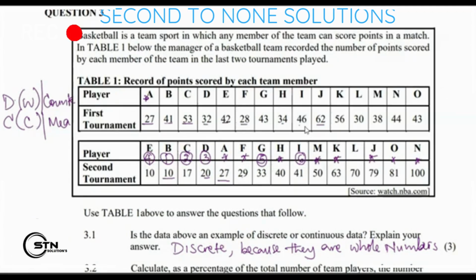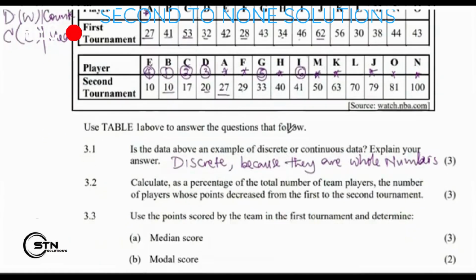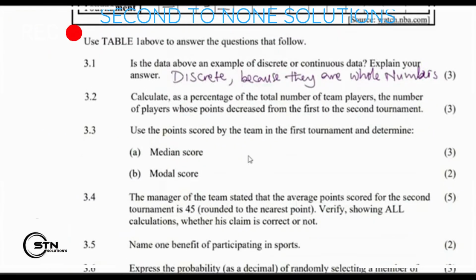So out of all these players, how many decreased? We have 6 of them. So if you want to present it as a fraction, we shall say 6 out of the 15 times 100. Why am I multiplying by 100? Because they're saying calculate as a percentage. So when I put this inside the calculator, I end up having 40. Don't forget to put the percentage sign.